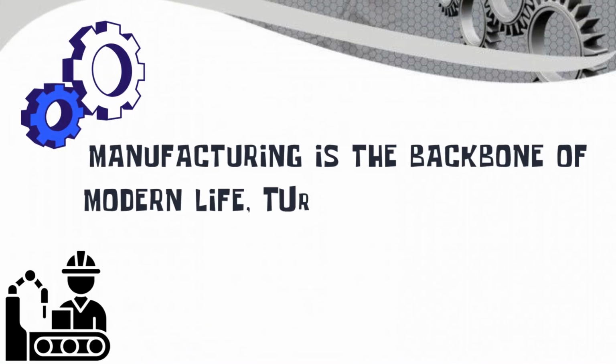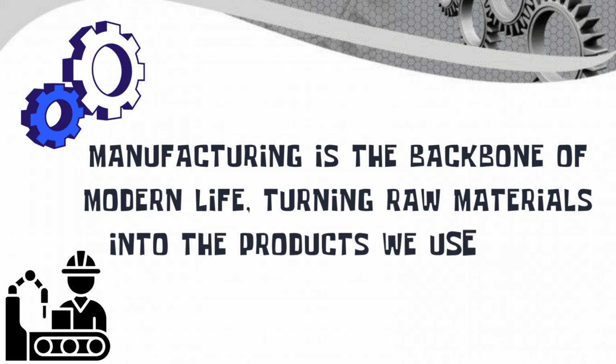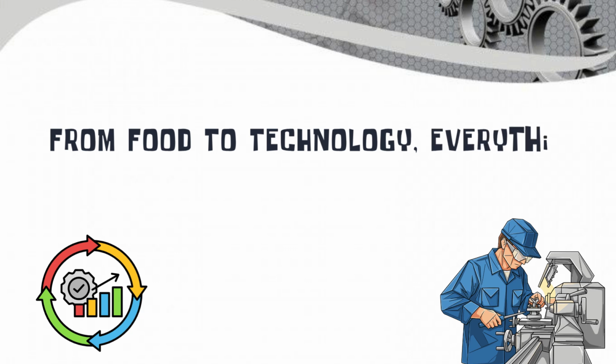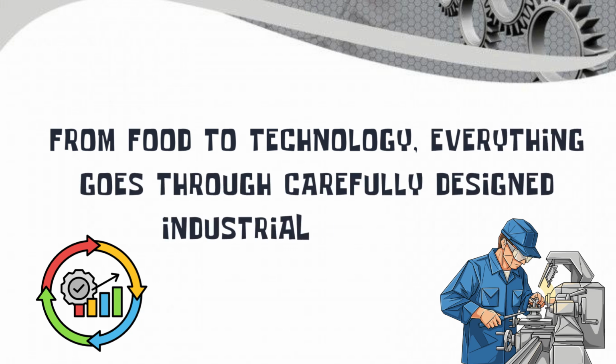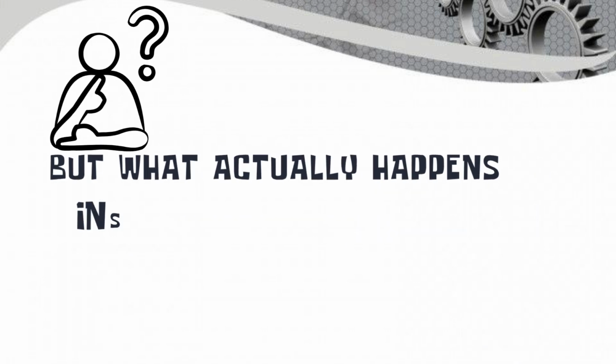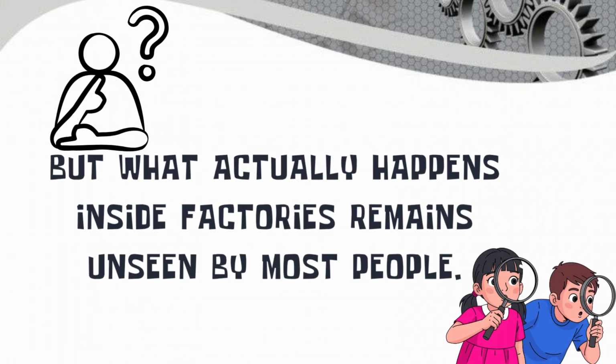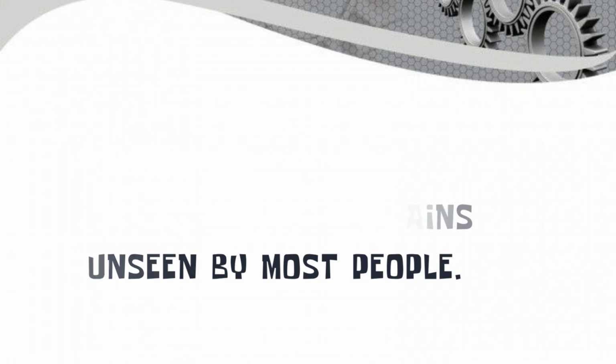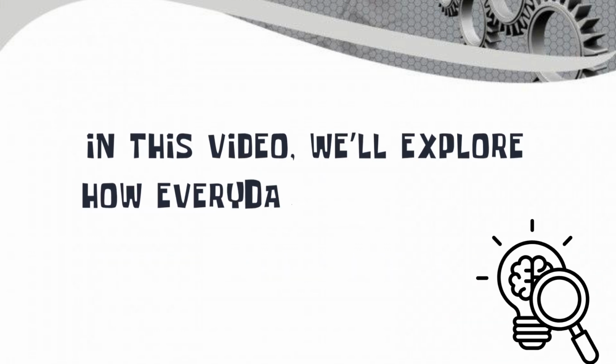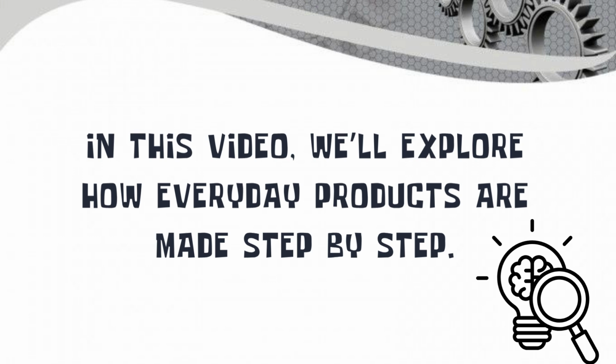Manufacturing is the backbone of modern life, turning raw materials into the products we use daily. From food to technology, everything goes through carefully designed industrial processes. But what actually happens inside factories remains unseen by most people. In this video, we'll explore how everyday products are made step by step.